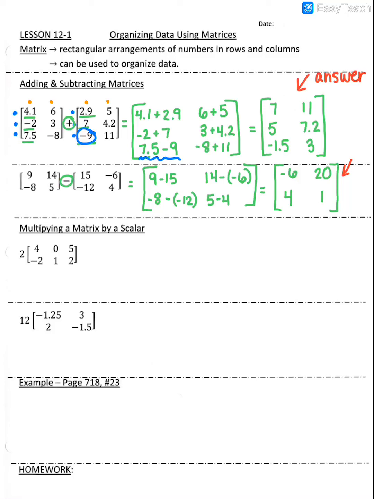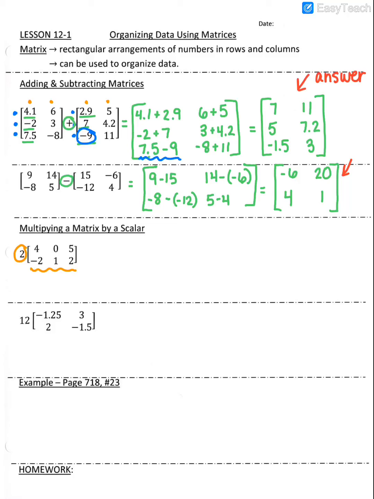All right. Now, for the adding and subtracting, just be careful with your signs. Other than that, it's just regular old adding and subtracting, and you're just adding and subtracting the corresponding pieces. So be careful with that. Now, the next two are multiplying by a scalar, which, when we're dealing with matrices, is basically just a regular number. And the way that this is going to work is we're just going to multiply every single one of these numbers inside of our matrix by this 2 out front.